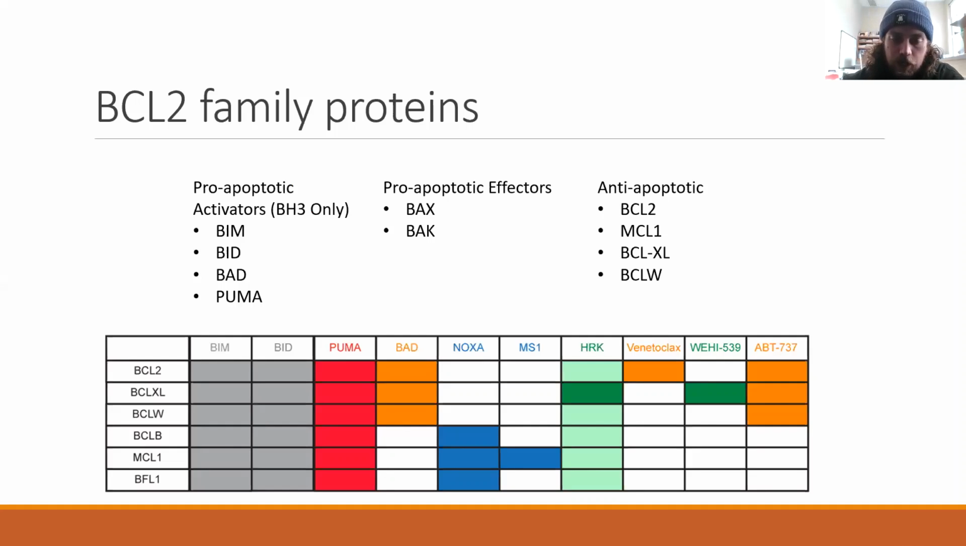But this binding pattern is important in our assay, because by looking at the different responses to specific peptides and inhibitors, we can figure out where the cell is either inhibiting apoptosis or if there's any sort of other dysfunction.